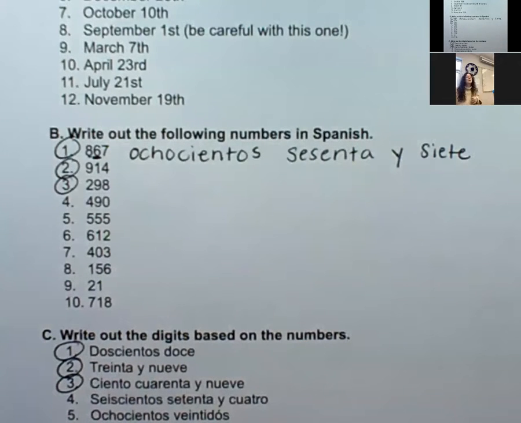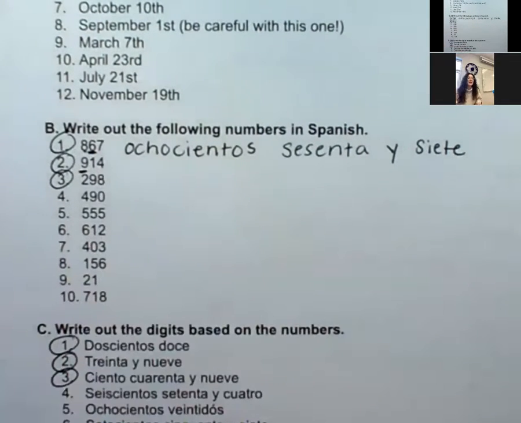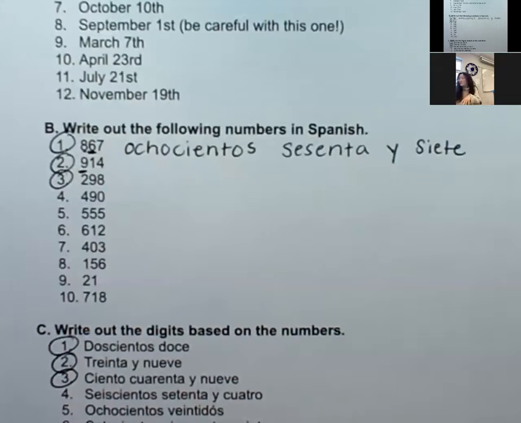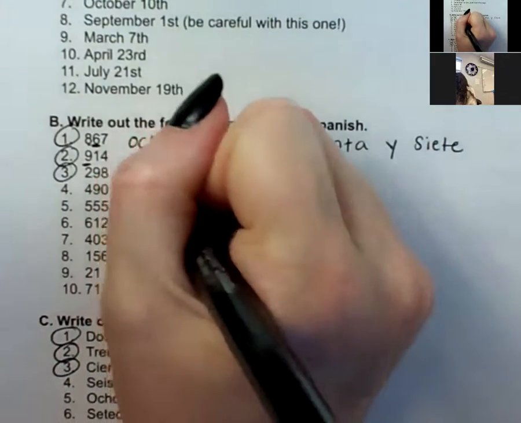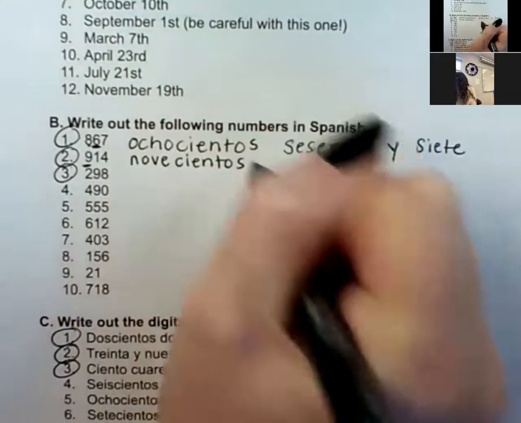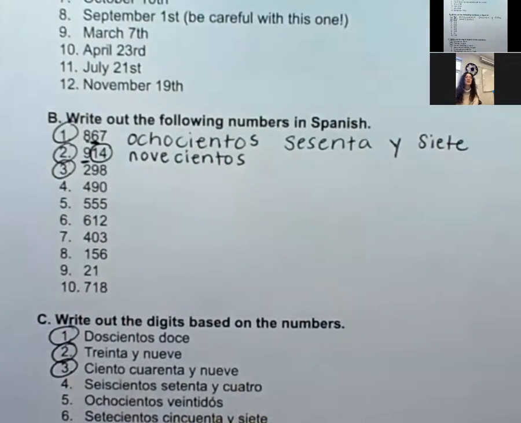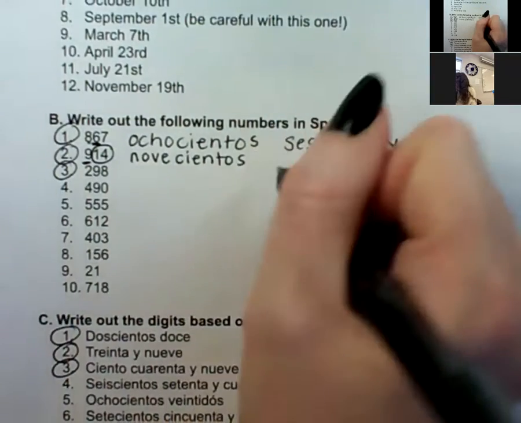Next, I have 914. So this is only going to be 2 different words. So the first word, we're going to start with 900. So 900 is a little bit irregular. It's not just going to be like nueve cientos. It's actually novecientos. It's a little different than what we'd expect. And then 14. So 14 is going to be catorce.